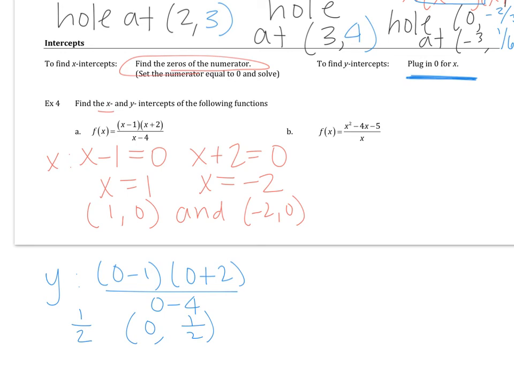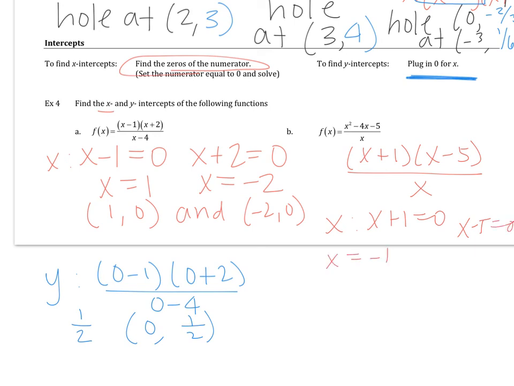For part B, we have to factor our numerator first. So that factors into x plus 1 times x minus 5 over x. So our x-intercepts, which come from the numerator, I'm going to set x plus 1 equal to 0 and x minus 5 equal to 0. So we have x equals negative 1 and x equals 5. So our x-intercepts are at negative 1, 0 and 5, 0.